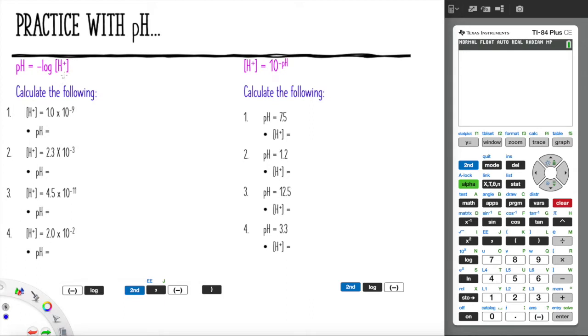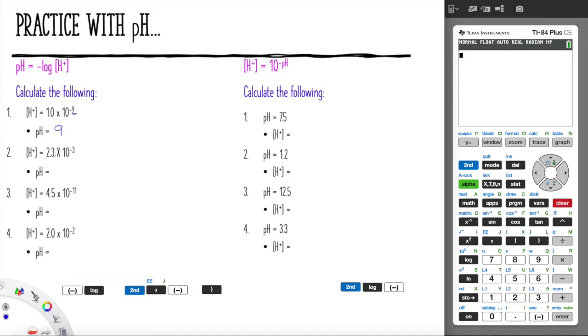So what we want to do is use this formula to determine the pH for these calculations down here. So I'm going to start with number 1, and number 1 is giving me a hydrogen ion concentration of 1.0 times 10 to the negative 9th. If we remember from the earlier slides in this video, anytime the coefficient on this concentration is 1.0, our pH is going to be equal to the exponent on that number. So in this case, for number 1, we don't need to use the calculator because we can clearly see that our pH is going to be equal to 9.